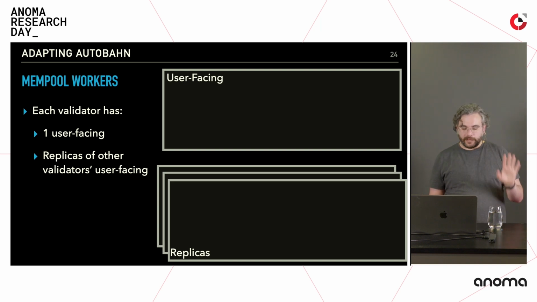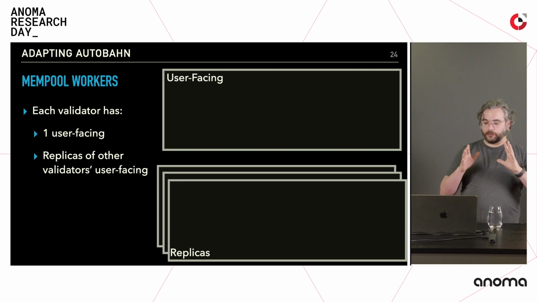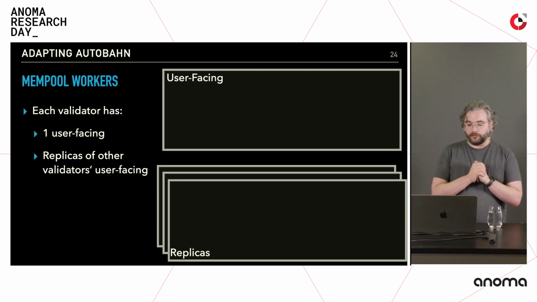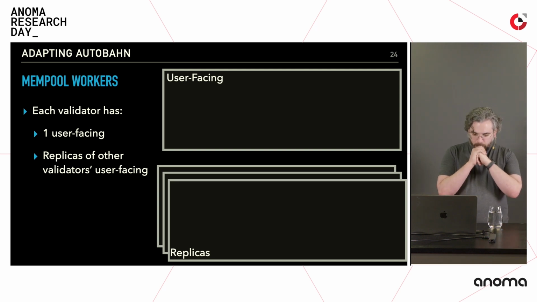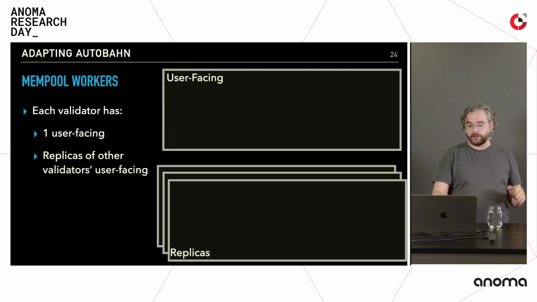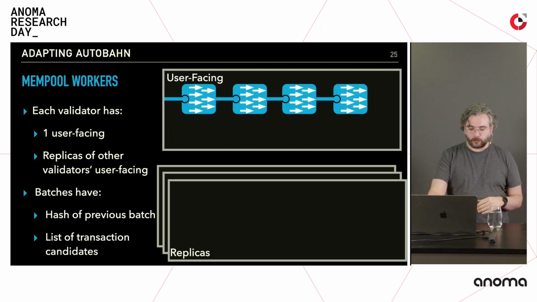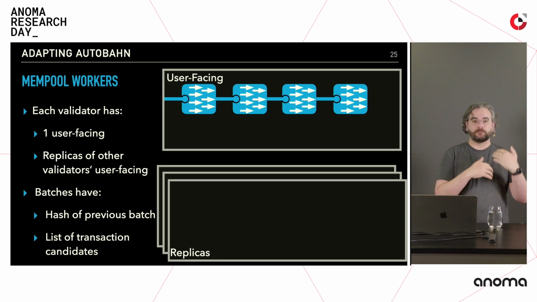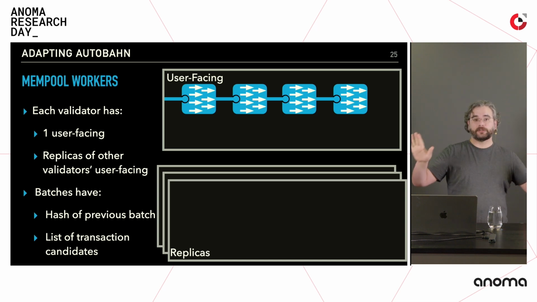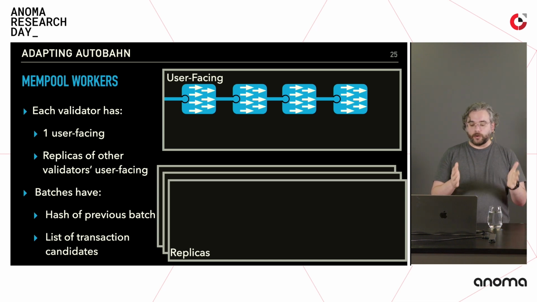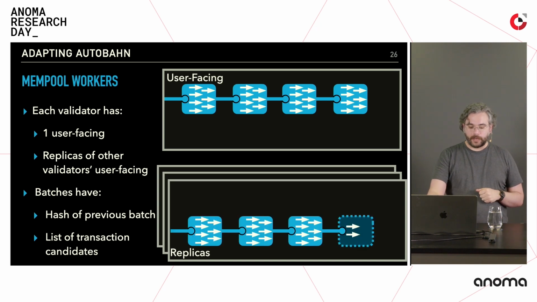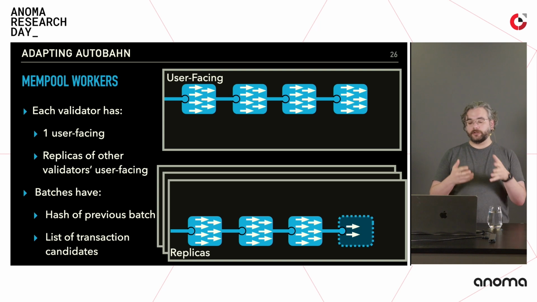Sort of. Each validator has a set of worker processes, one of which is considered user-facing for this validator. The user-facing worker receives transaction candidates from users or solvers, or things outside of the chain, and orders them into batches, each of which references a previous by hash. All of the other validators will maintain replicas of this validator's user-facing mempool worker.